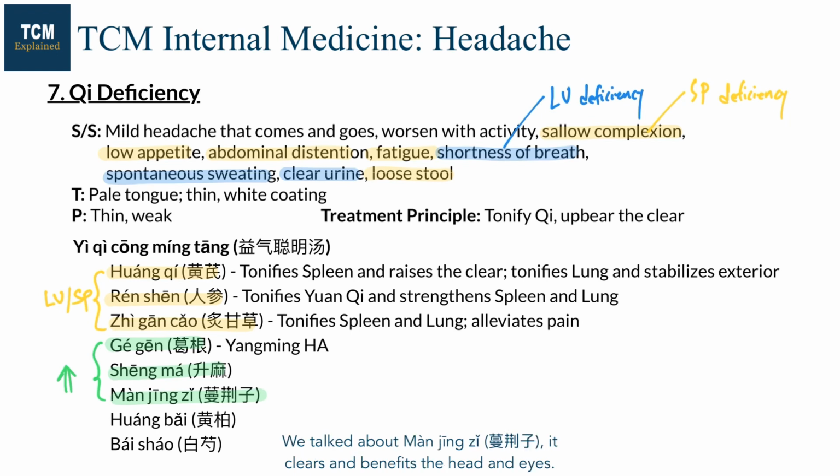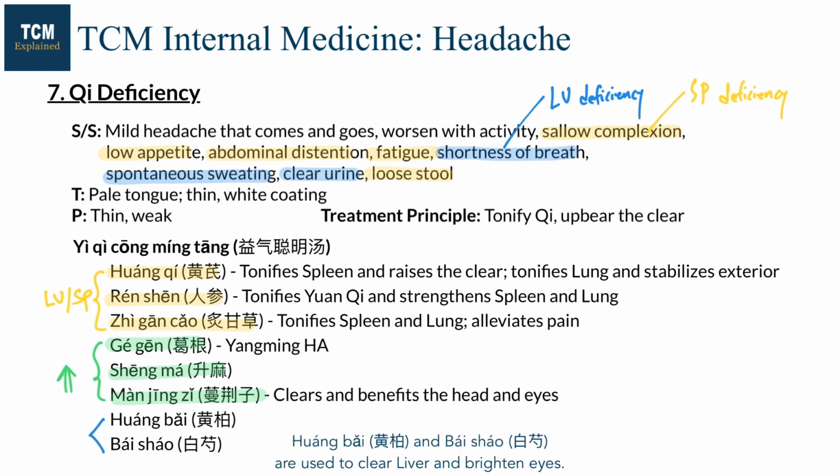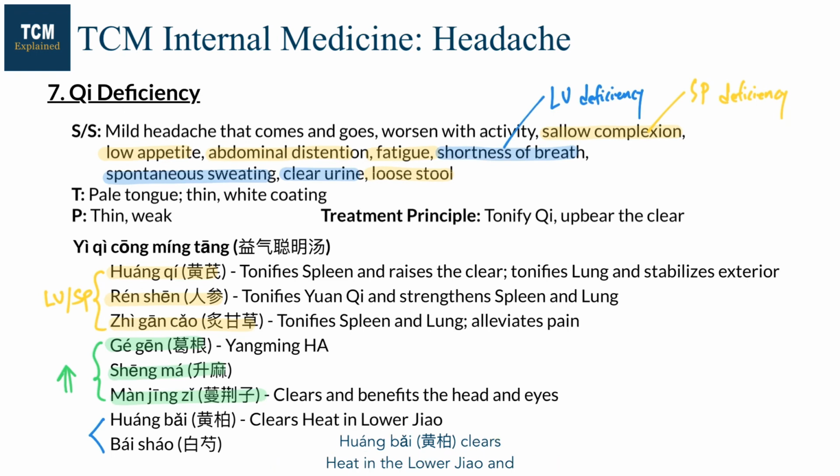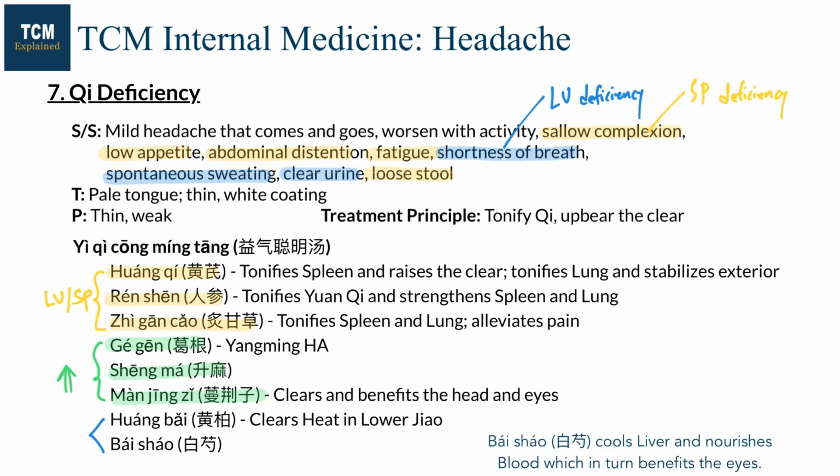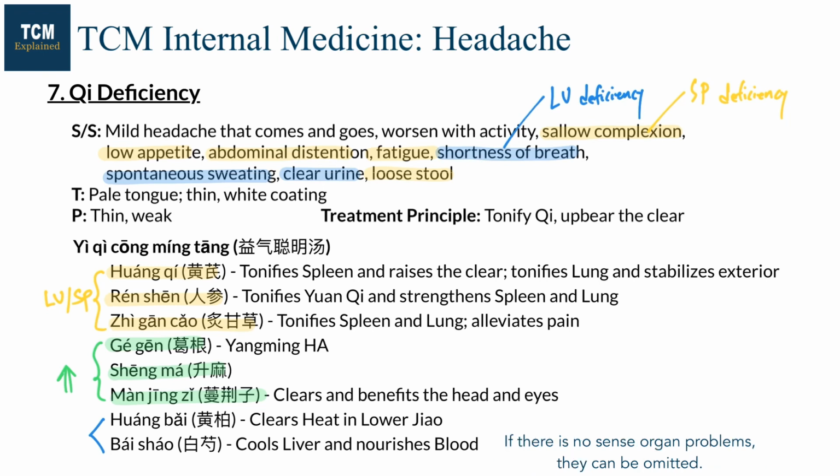We talked about manjingzi. It clears and benefits the head and eyes. Huangbai and Baishao are used to clear liver and brighten eyes. Huangbai clears heat in the lower jaw, and Baishao cools liver and nourishes blood, which in turn benefits the eyes. If there are no sense organ problems, they can be omitted.